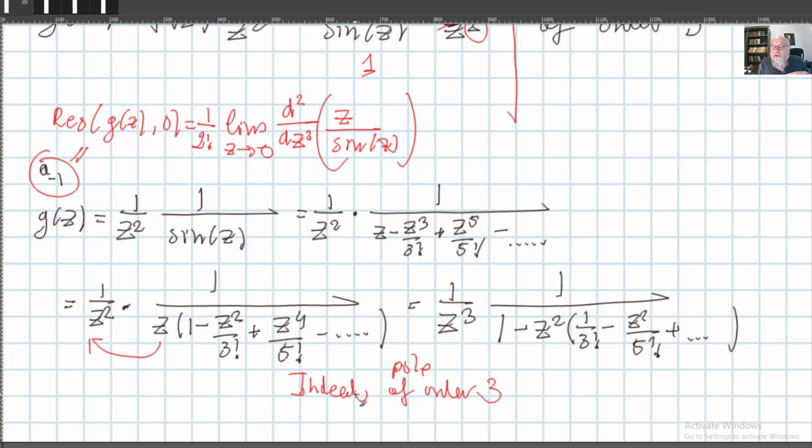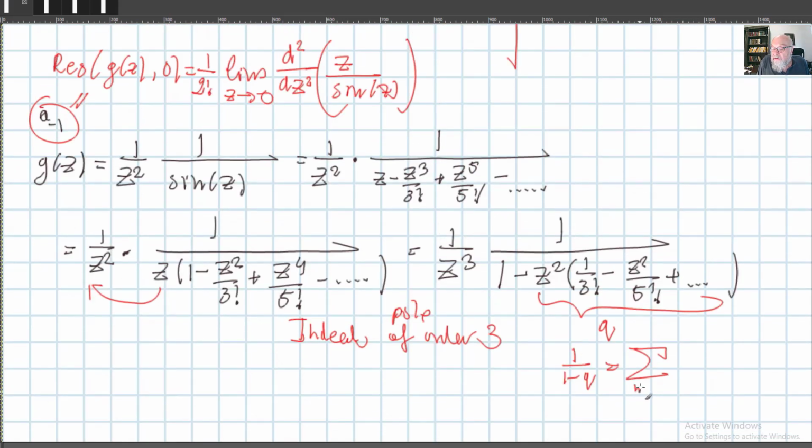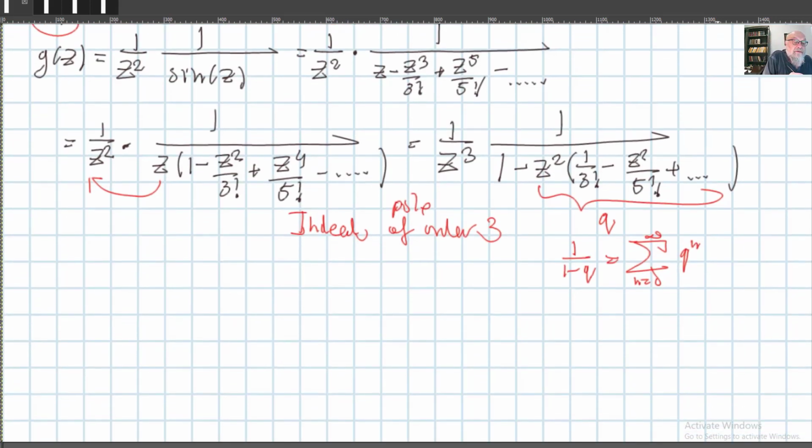So it's just a confirmation of what we did. Then you look at this expression and you say, that's my q. So I have 1 minus q, and the sum from n equals 0 to infinity of q to the n. So I can rewrite the whole expression using the power series. Let me rewrite it now.